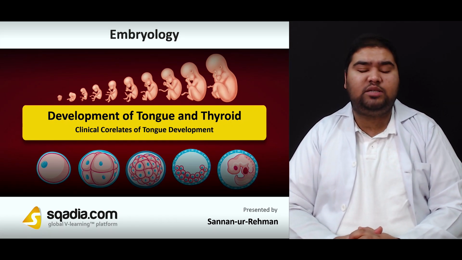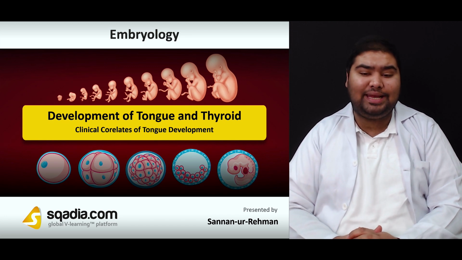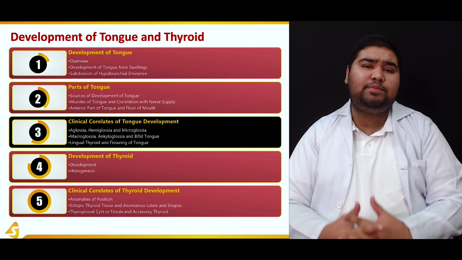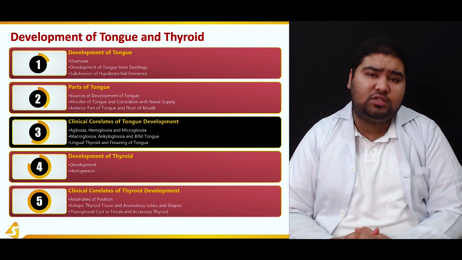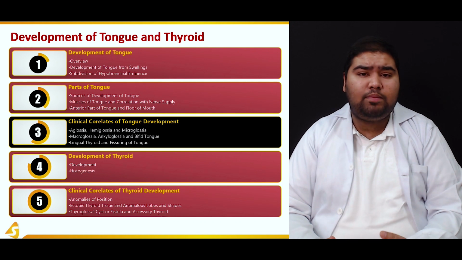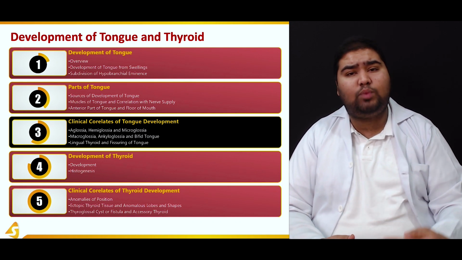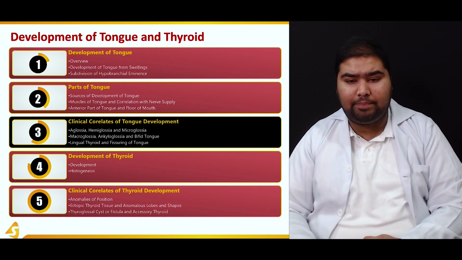We are talking about the development of tongue and thyroid. In this section, we'll deal with the clinical correlates of tongue development. This section has been divided into conditions that occur due to failure of the normal process of development of tongue. These are a lot many processes and a lot many conditions. So we'll deal with the conditions one by one and see what happens and how it actually happens.